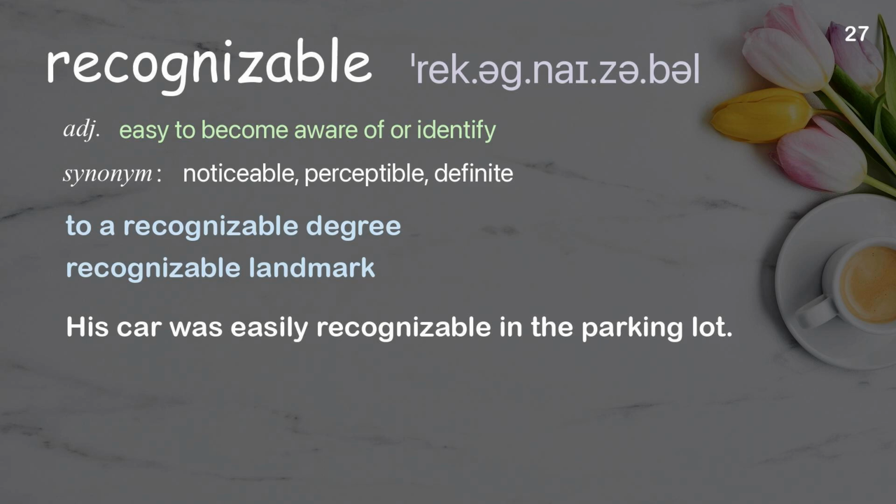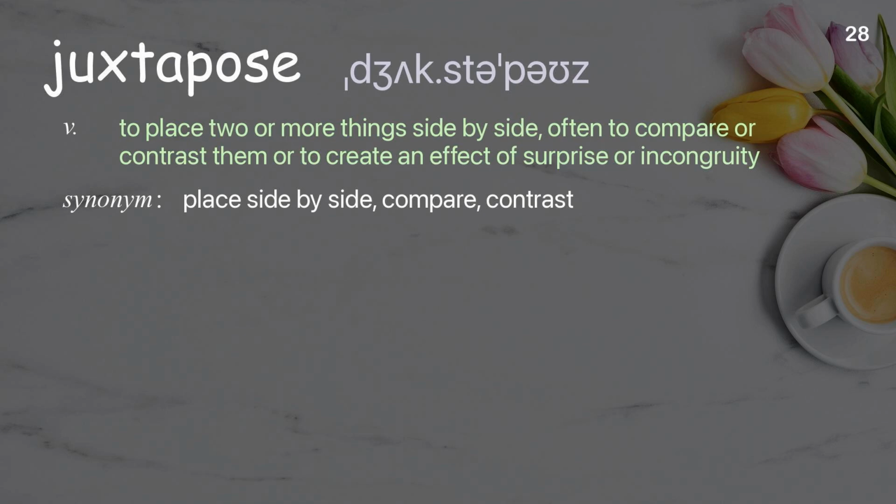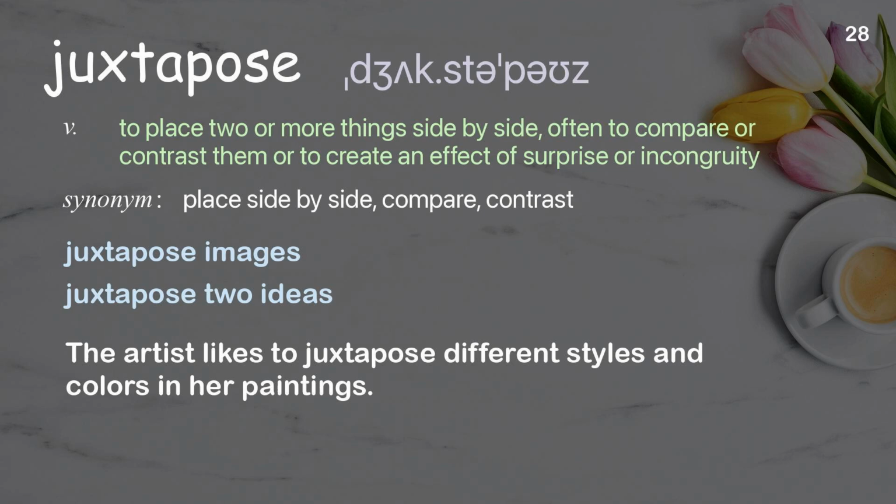Juxtapose. To place two or more things side by side, often to compare or contrast them or to create an effect of surprise or incongruity. Examples: juxtapose images, juxtapose two ideas. The artist likes to juxtapose different styles and colors in her paintings.